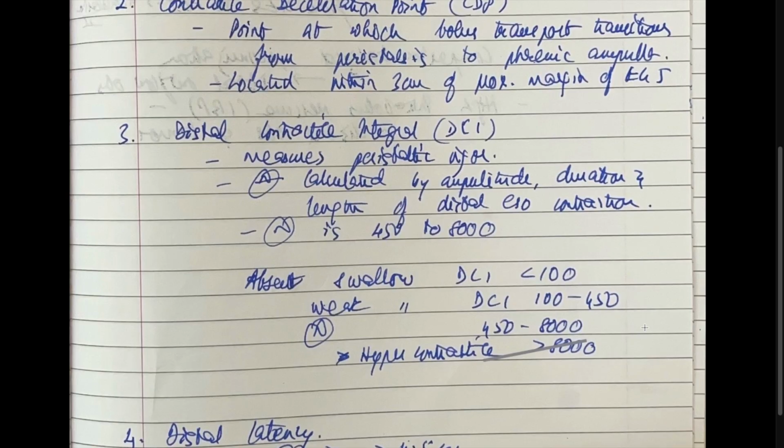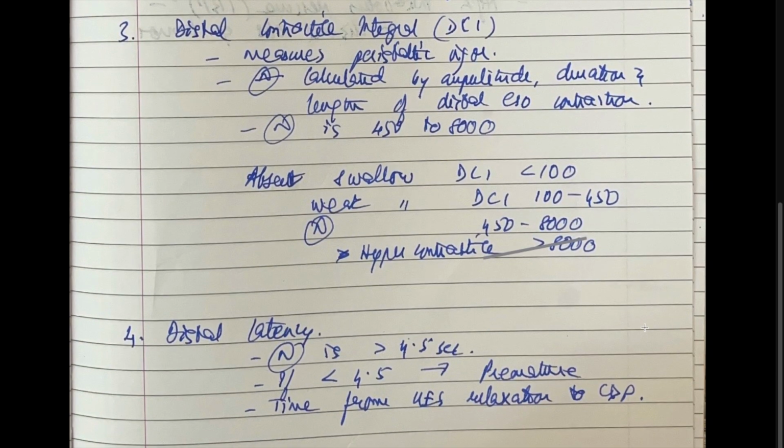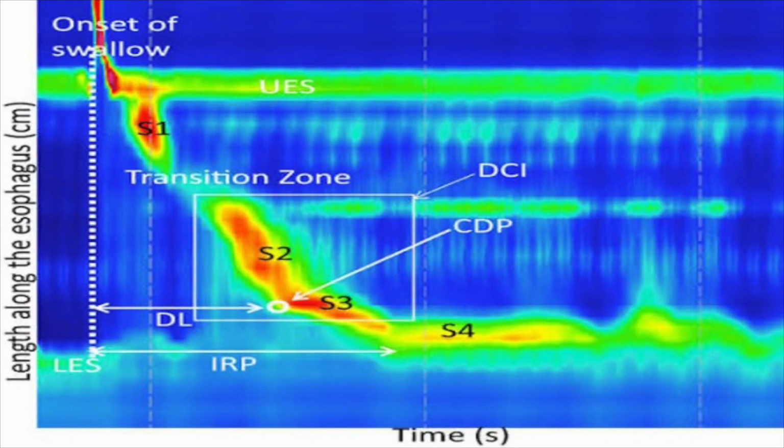You say there is an absent swallow or peristalsis if the DCI is less than 100, weak swallow if the DCI is 100 to 450, and it's normal if it's 450 to 8,000, hypercontractile if it is more than 8,000. That would be in a jackhammer esophagus. Distal latency, normal is more than 4.5 seconds, and if it's less than 4.5, we call it premature. And this is the time from the upper esophageal sphincter relaxation to the CDP. And we said the CDP was contractile deceleration point.